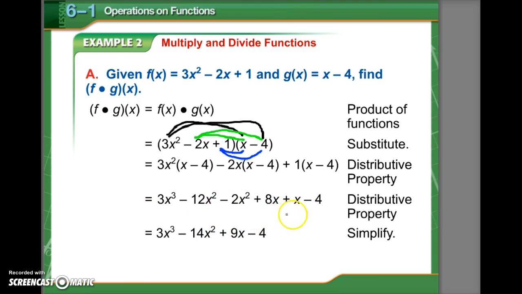If you simplify that and you combine all your like terms, you should end up with 3x to the third minus 14x squared plus 9x minus 4.